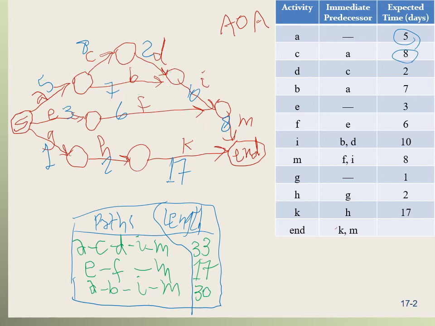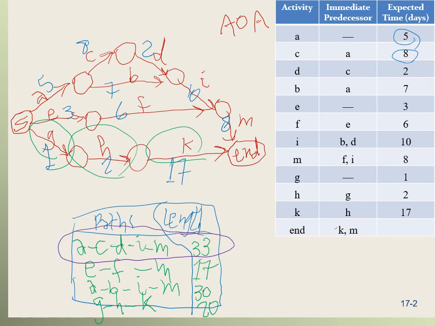The next path is G, then H, then K, and then N. The length of this path is 20. G, H, K, 20. So the critical path here is the path with the largest length, or the lengthiest path, which is this path. So that's A, C, D, I, M. And this is the critical path. So this means that the length of the project is 33 days.